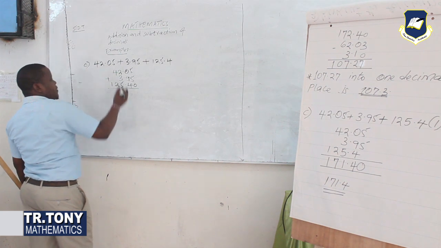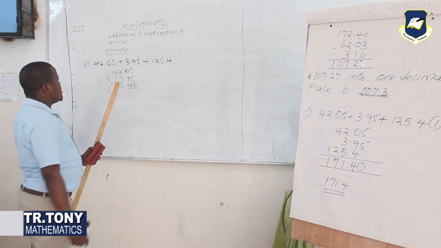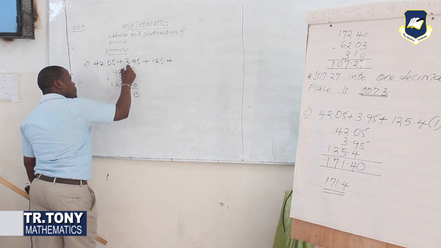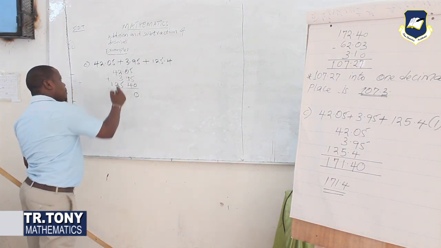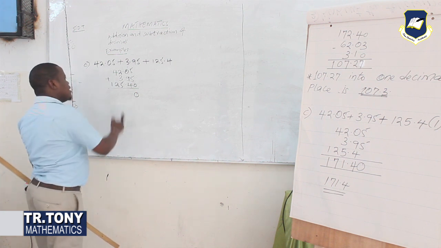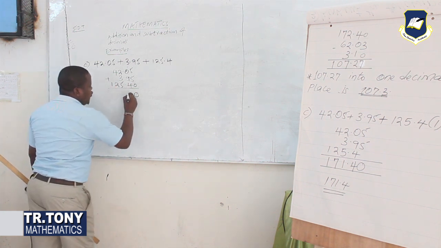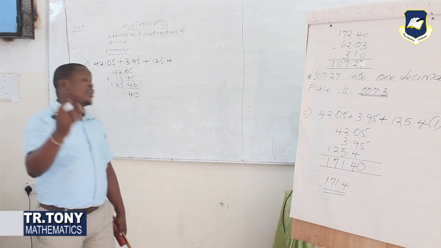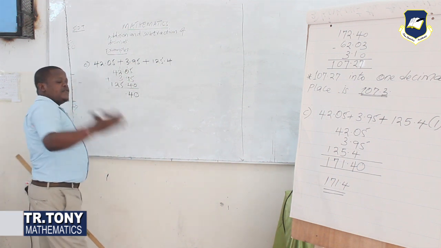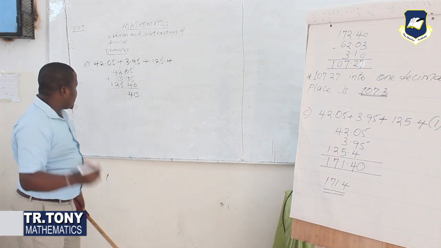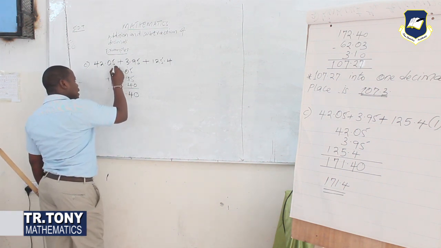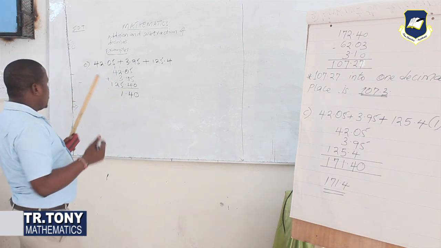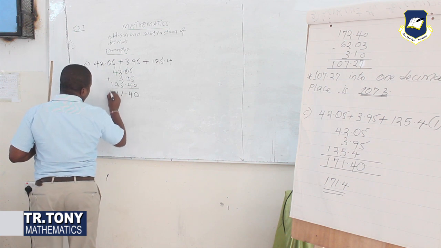This becomes a 0. Then 5 plus 5 plus 0 gives you a 10. So you write 0, you carry 1. 1 plus 0 gives you 1, plus 9 gives you 10, plus 4 gives you 14. So you write 4 and you carry 1. 1 plus 2 gives you 3. 3 plus 3 gives you 6. 6 plus 5 gives you 11. So you write 1. Carry 1. 1 plus 4 gives you 5. Plus this 2 down here will give you 7. Then you drop down the 1.